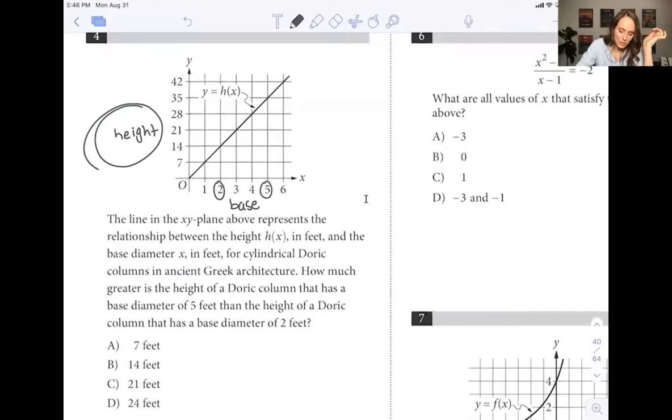So when the base is 2, the height is 14. When the base is 5, the height is 35. So I just want to know what is 35 minus 14, and that's going to be 21. I show all my work here, and I am actively labeling my graph.